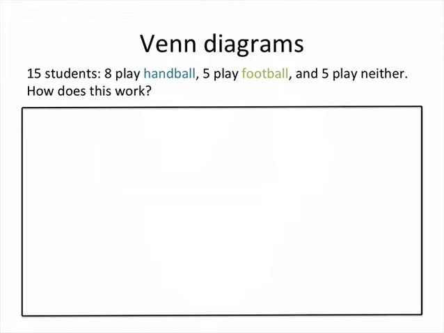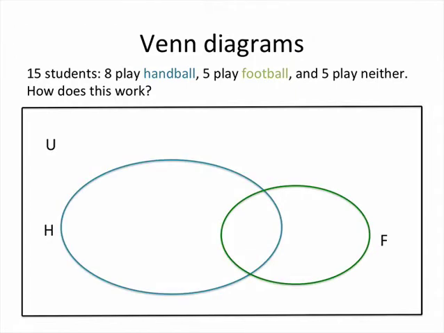And there's a really nice way of showing this information in pictorial form. The simple tool we use for this is called a Venn diagram. We draw one circle to represent those who play handball, the H circle, the blue one. Another one for those who play football, and we label that F. It's important to label our circles in a Venn diagram so we know what we're talking about. And then there are some who play both. We overlap the circles then. So the green and the blue overlap.